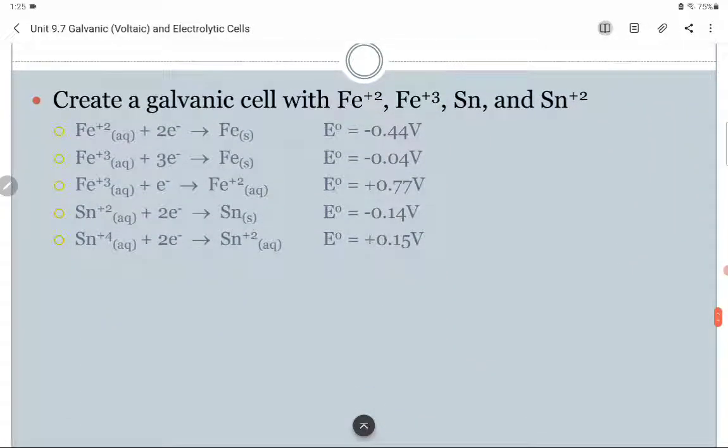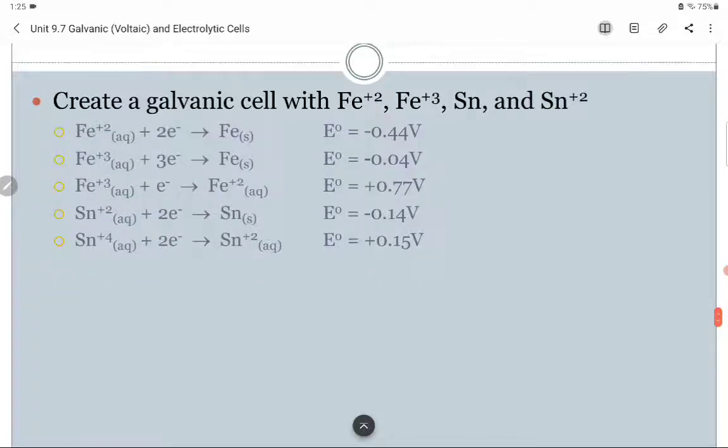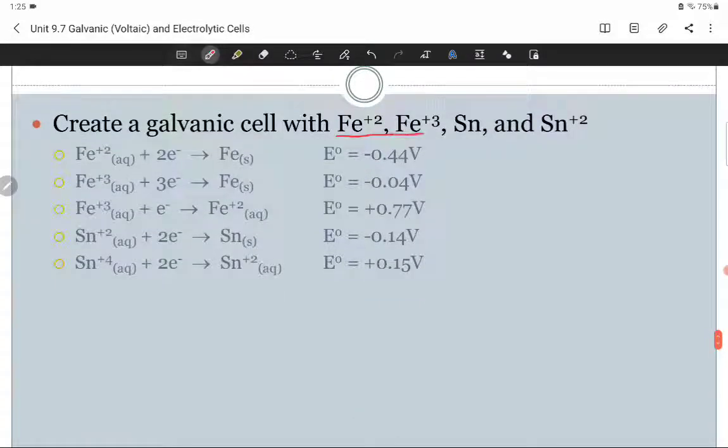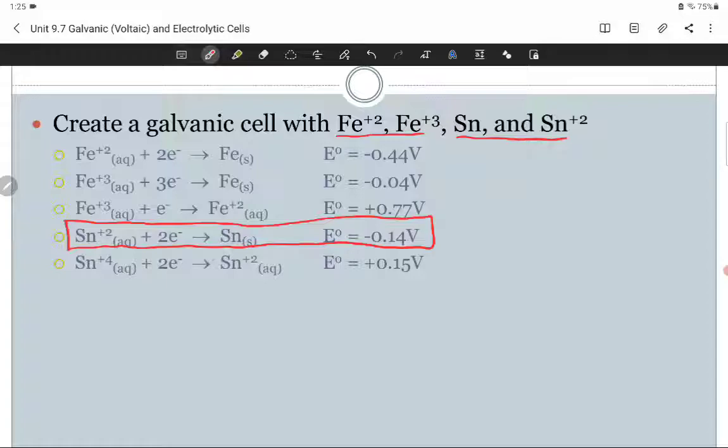Okay, so let's do the same thing again, but now here's our items. Which of these half reactions deal with those? So we need tin metal and tin plus 2 ions. Well, it's this one. I gave you all these other ones because I just wanted you to make sure that you have the ability to pick the ones you're supposed to pick. We need iron plus 2 and iron plus 3, and it's right there.